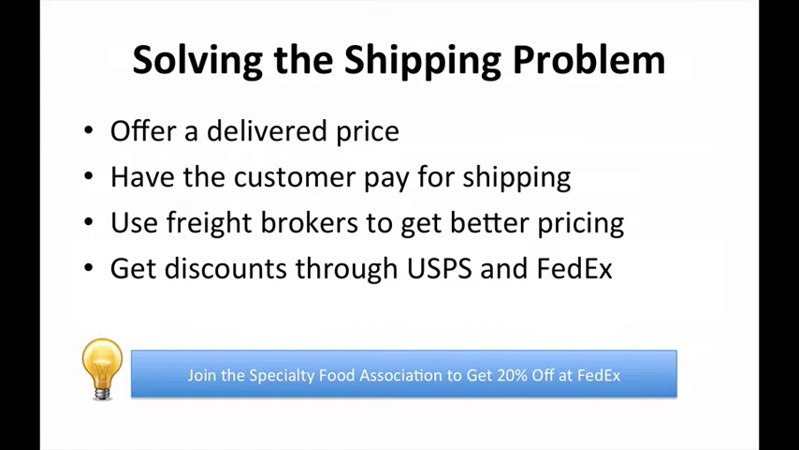With USPS, print all your labels online. It saves, I think, something like 10 to 15%. And then FedEx, if you are a member of the Specialty Food Association, that's the national organization, if you join, they have partnered with a company called Partnership, and you can get 20% off all shipments done through FedEx, which is super awesome. It's the only freight broker we ship through.